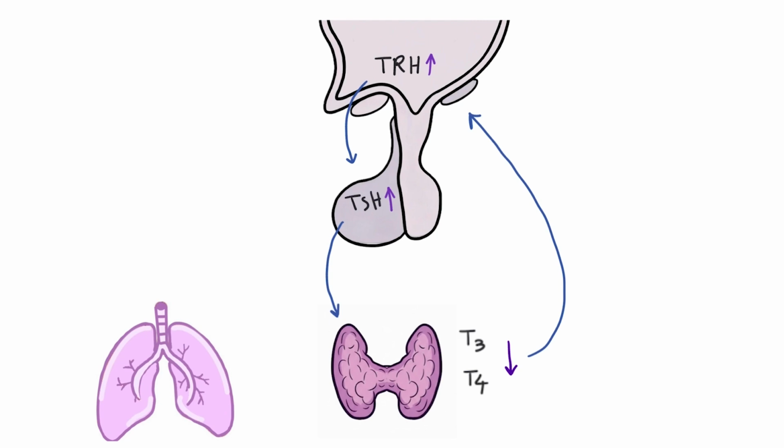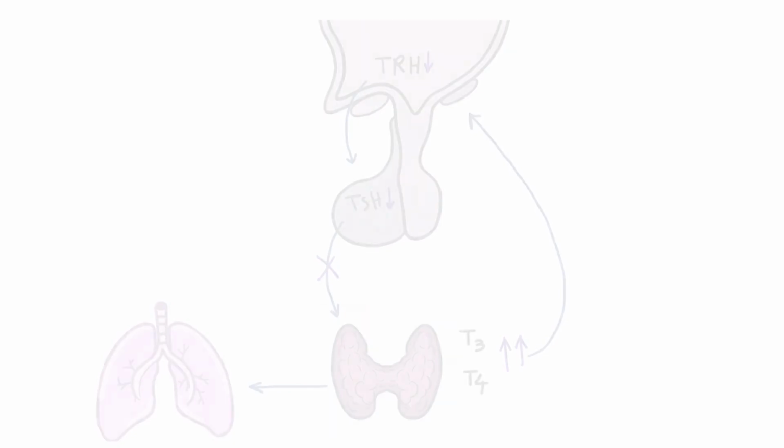TSH acts as a stimulatory signal to the thyroid follicular cells, increasing iodine uptake, enhancing hormone synthesis, and ultimately leading to increased secretion of thyroid hormones. As the levels of thyroid hormones in the blood rise, these hormones inhibit both the hypothalamus and the pituitary through a negative feedback mechanism, reducing the secretion of TRH and TSH and maintaining hormonal balance in the body.